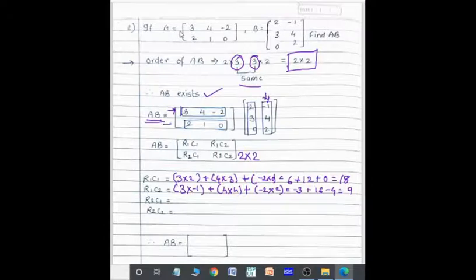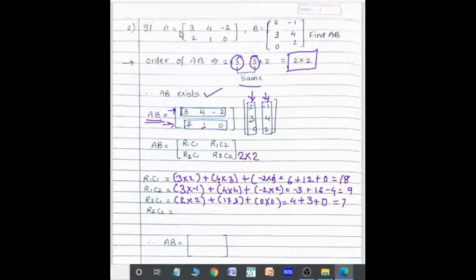R2C1. For R2C1, take second row and first column. So first element into first element, second element into second, and third element into third. Write this way. 2 into 2 plus 1 into 3 plus 0 into 0. So the answer is 2 into 2, 4 plus 3 plus 0 is equal to 7.